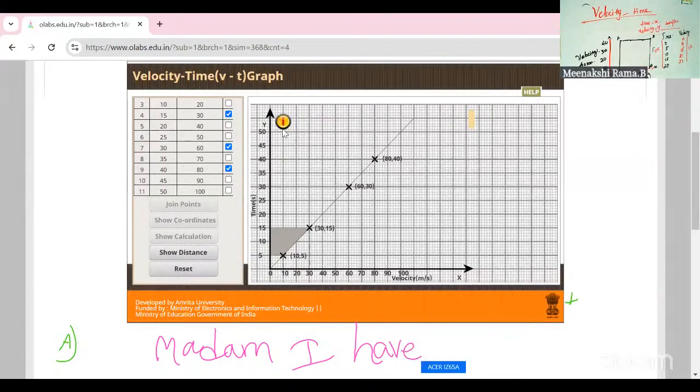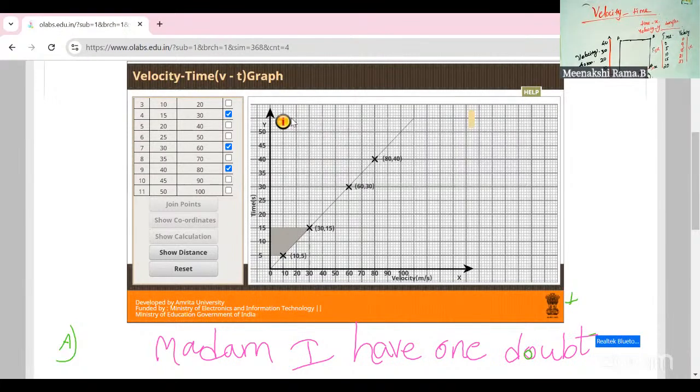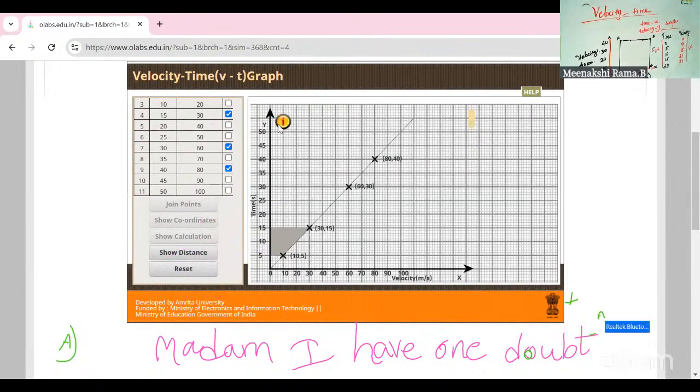In the velocity-time graph, the motion of the car in the data is a straight line, which indicates the car is moving with a uniform acceleration. So the acceleration of the moving car is 2 meters per second squared. Let's observe the distance traveled by the car in proper intervals of time. So that is uniform speed.